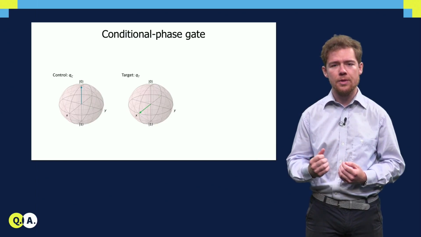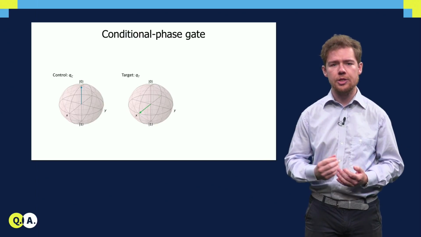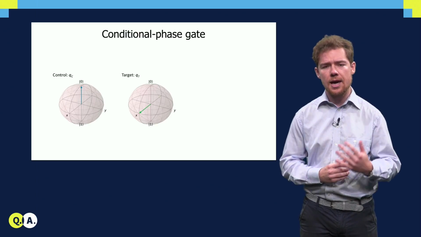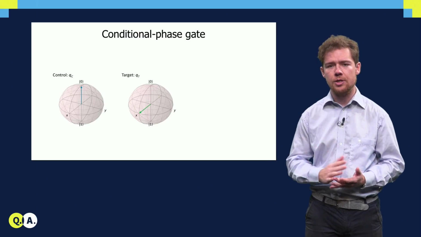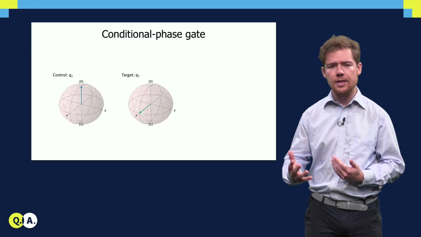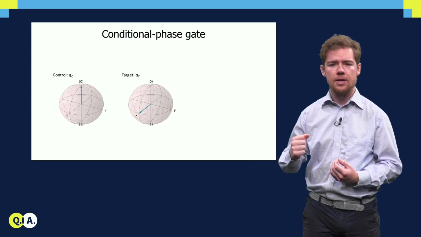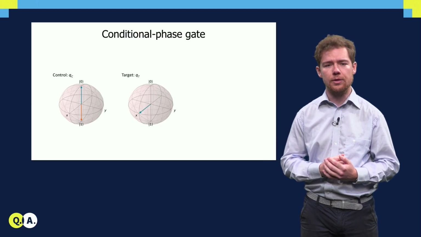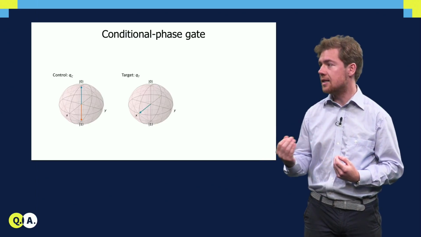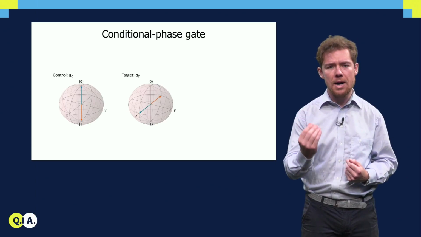As an example, let us consider 2 qubits, a control qubit, QC, starting in either the ground or the excited state, and a target qubit, QT, starting in the plus state. When the control qubit is in the ground state and we apply the C-phase gate, there is no effect on the target qubit. However, when the control qubit is in the excited state, the target qubit will acquire a π phase.